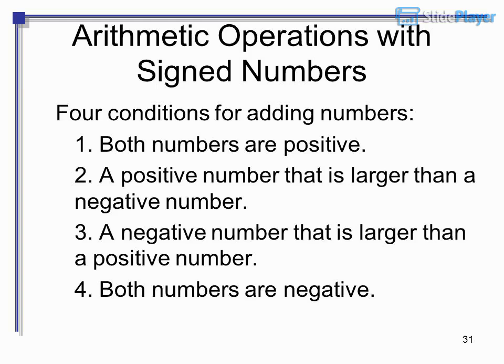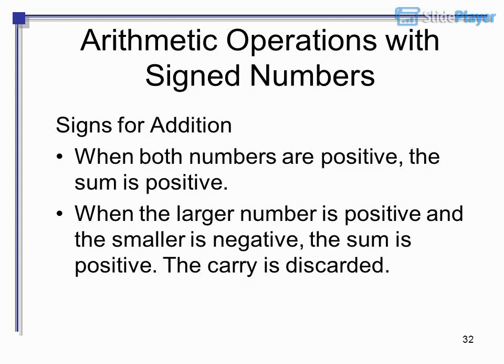Arithmetic operations with signed numbers. There are four conditions for adding numbers: 1. Both numbers are positive. 2. A positive number that is larger than a negative number. 3. A negative number that is larger than a positive number. 4. Both numbers are negative.